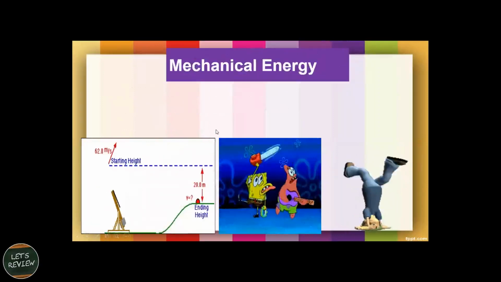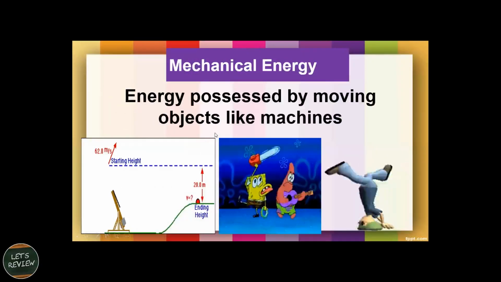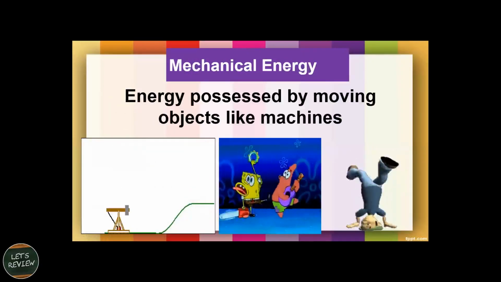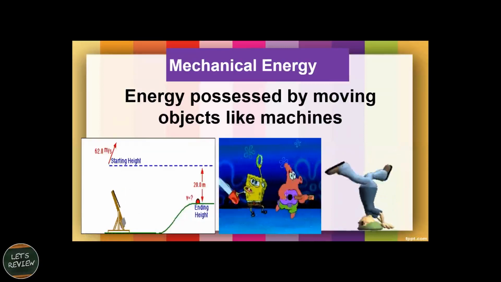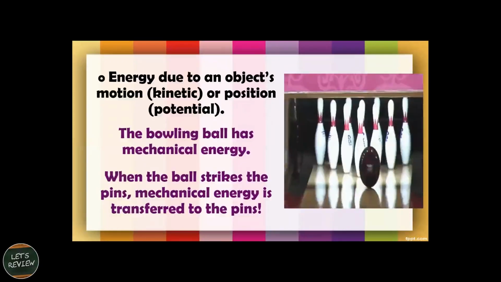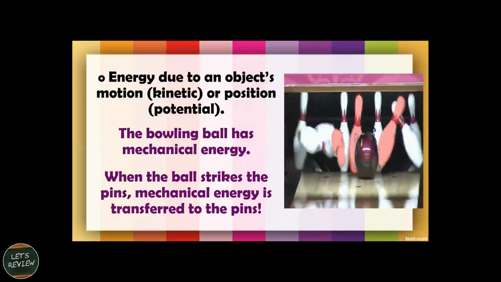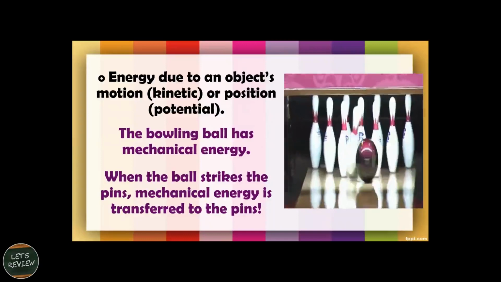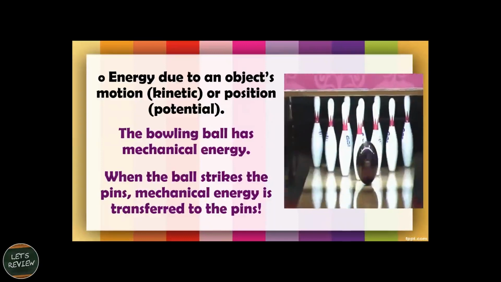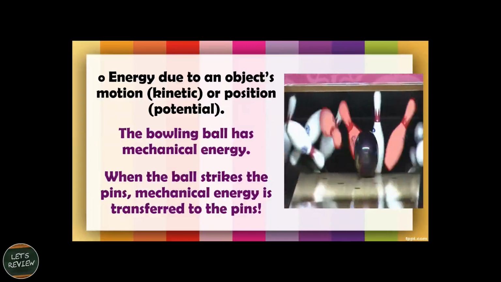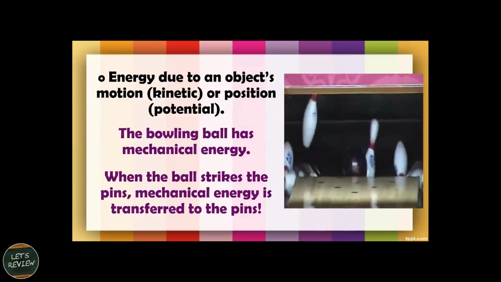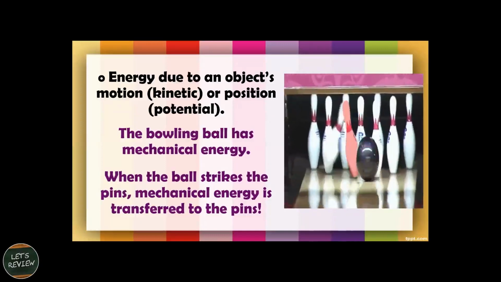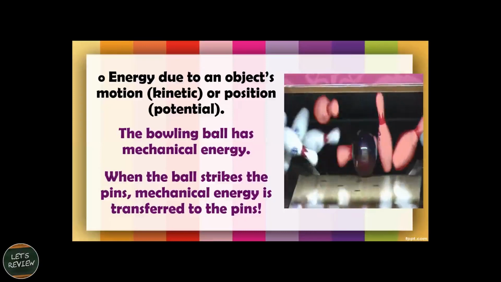Next is mechanical energy. Any form of movement possessed by an object or machine can be referred to as mechanical energy. It is the energy of an object's motion, which is kinetic, or position, which is potential energy. Those are the two kinds of energy under mechanical energy. Remember that if the object is moving, it possesses kinetic energy. And if the object is at rest, then it possesses potential energy.